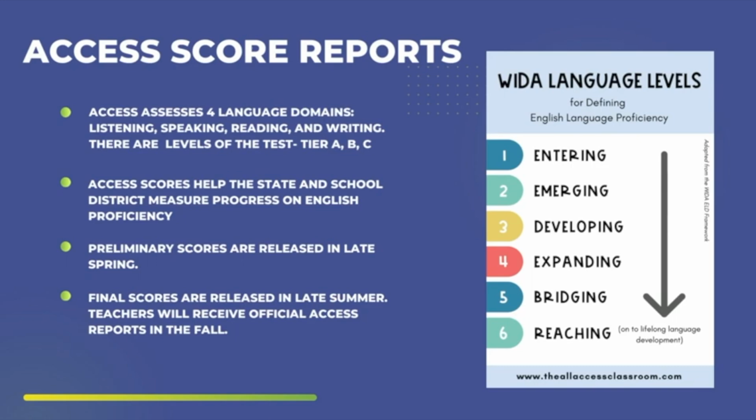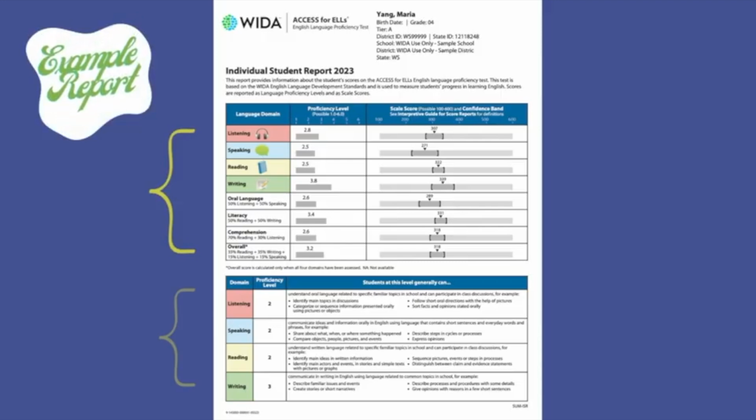As seen in the graphic, English language proficiency scores range from levels 1 to 6. As a student's English proficiency continues to develop, you will expect to see their scores increase. Here is a sample of an individual student report. At the upper right-hand side, you will want to pay close attention to the student name, the grade level, and the tier of the test that was taken. Now let's zoom in and check out the other 2 portions of the report in more detail.